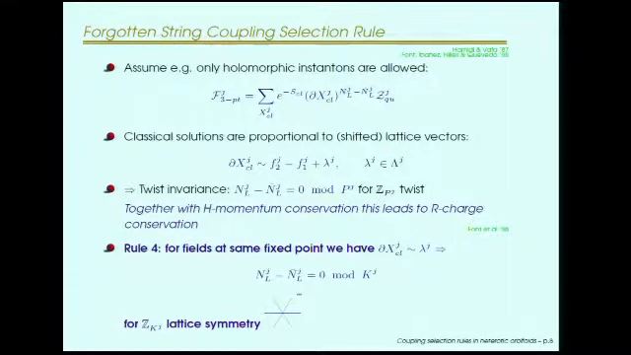And the upshot is that the correlation functions will be vanishing unless the number of holomorphic oscillators minus the number of anti-holomorphic oscillators is equal to 0 mod Kj, where Kj is the order of the lattice symmetry.